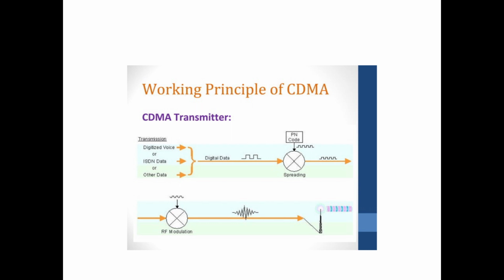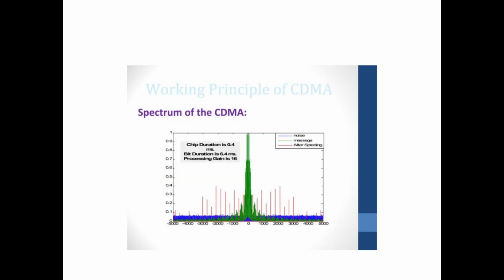Working principle of CDMA. As we know, the transmission digital voice or ISDN data is given as digital data. Through this we go to PN code generation. From this we have the combination of the PN sequence code with the spectrum, and you will get the digitized signal. From this transmitter we are moving to the receiver. This shows the spectrum of the CDMA. There is a large variation.